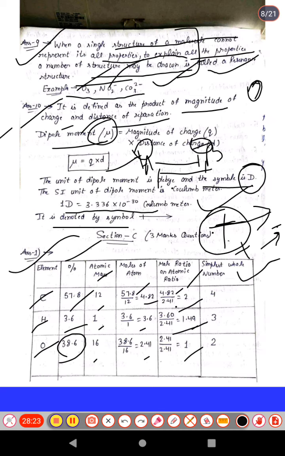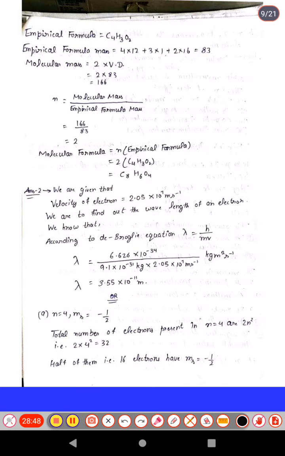Next the simplest whole number ratio, as we know according to the rule all the values must be in the whole number ratio. So by solving it, 1.49 means 1.5, that can be written as 3/2. So taking the LCM it will form 4 value carbon, 3 value hydrogen and 2 value oxygen, and the empirical formula is given as C4H3O2. The empirical formula mass can be calculated: 4 multiplied by 12 plus 3 into 1 plus 2 into 16, it will give 83. Molecular mass can be calculated by the formula 2 multiplied by the vapor density. Vapor density is 83, this is given, and we can calculate the molecular mass.